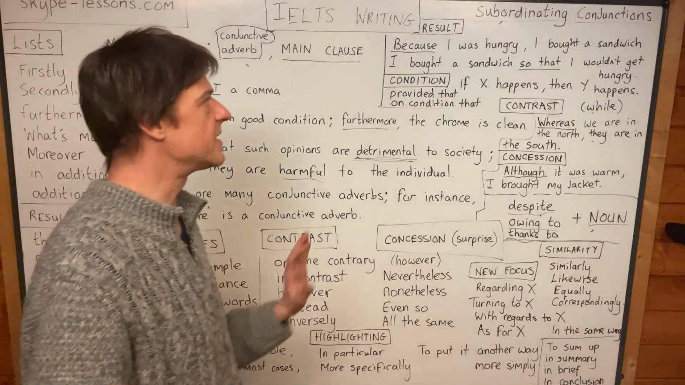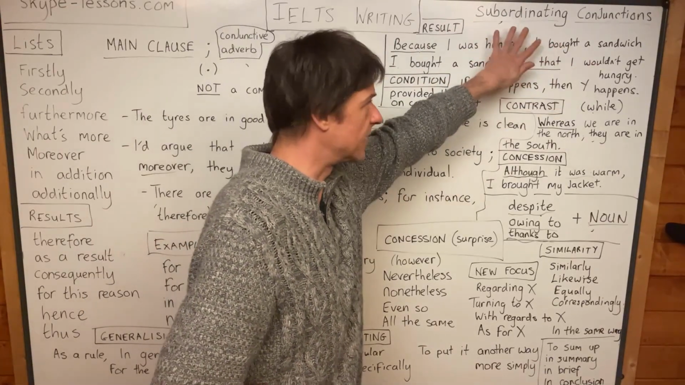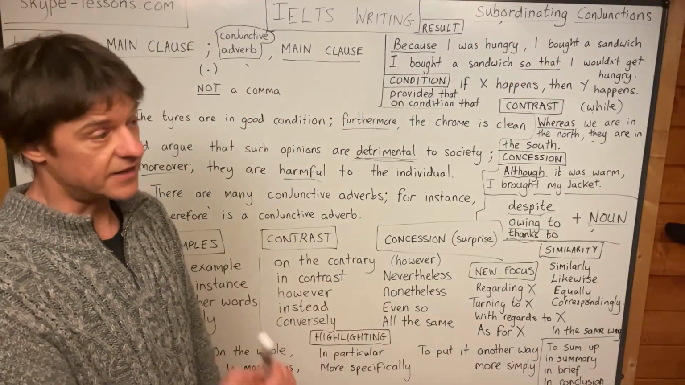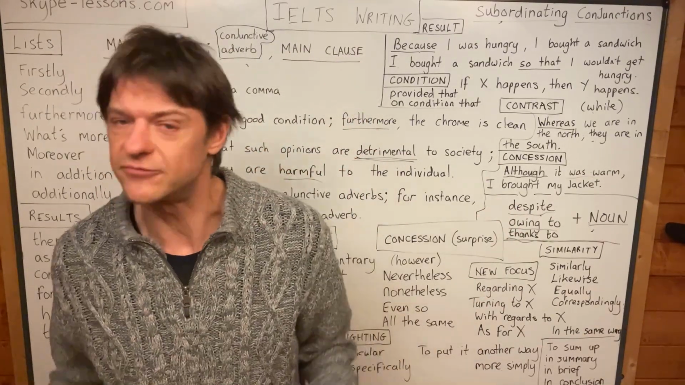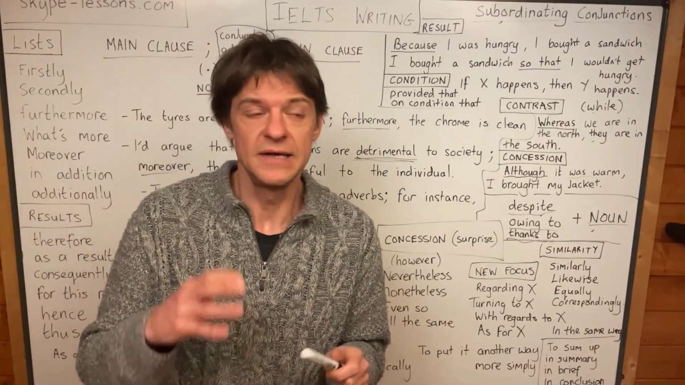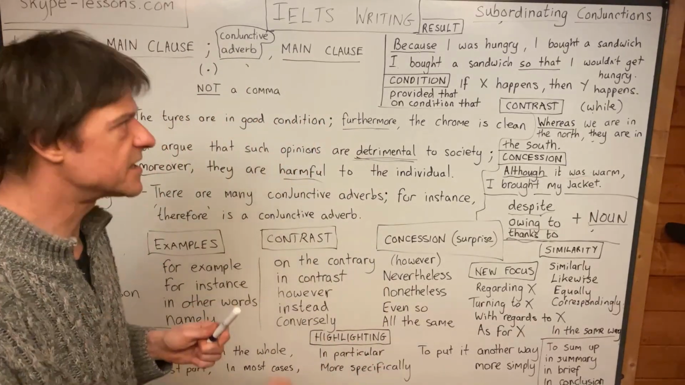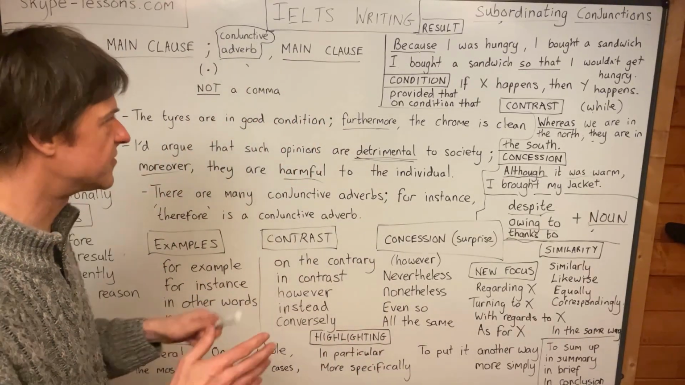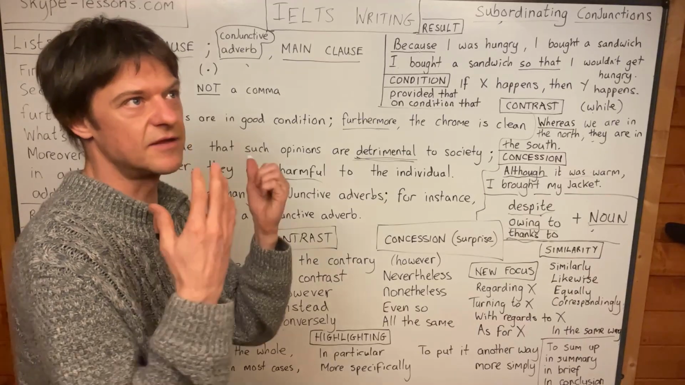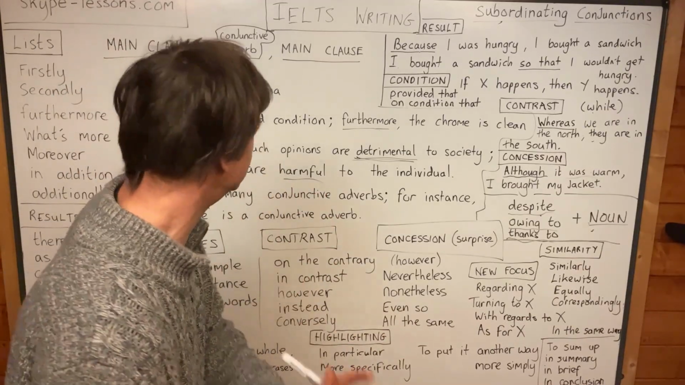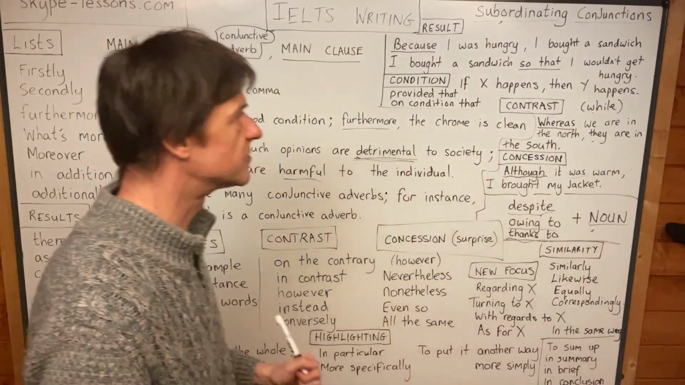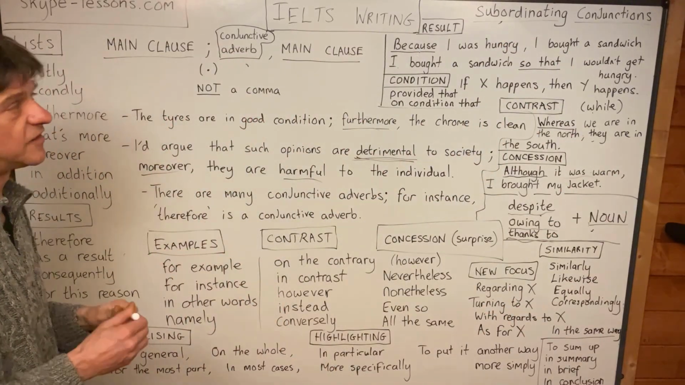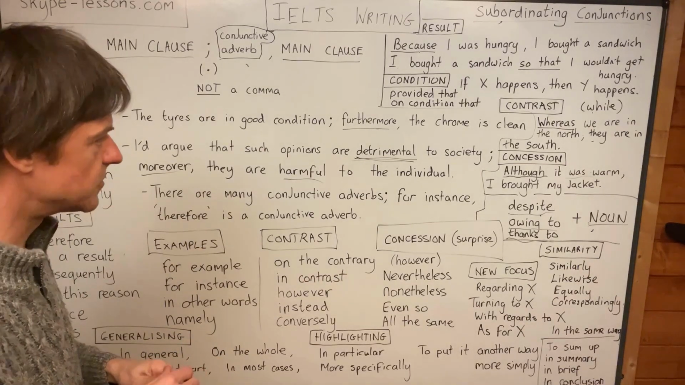But then I want to compare them to other types of words like subordinating conjunctions and also prepositions, because all three are completely different and you should not mix them up. Most of the time when I correct punctuation mistakes in essays, it's clear to me that the student doesn't understand the difference between conjunctive adverbs and subordinating conjunctions. So it's a very important topic, this, if you want to get a good mark for your punctuation.